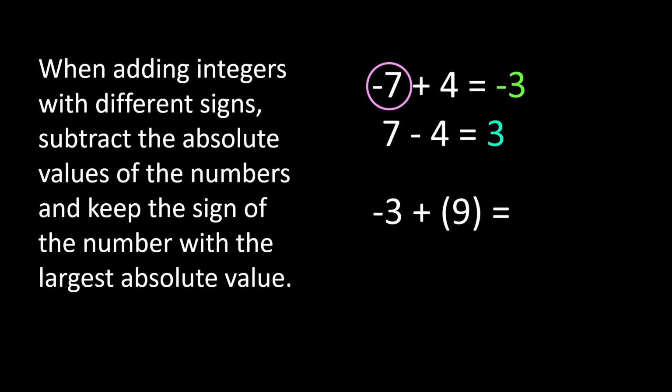With -3 plus 9, you're adding integers with different signs, which means you'll need to subtract the absolute values of the numbers. The absolute value of -3 is 3, and the absolute value of 9 is 9. 9 has the larger absolute value, so you'll be subtracting 3 from 9. 9 minus 3 is 6. Because 9 has the larger absolute value and is positive, your answer will be positive. -3 plus 9 equals 6.